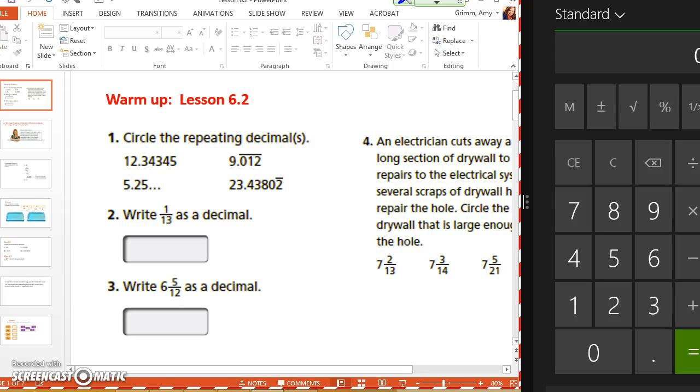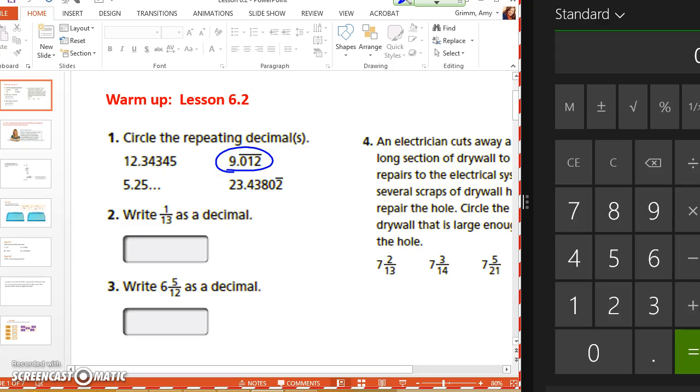And mathematicians don't like to have to write out numbers forever. They're very lazy, so they're always coming up with shortcuts. Okay, so their shortcut is called bar notation. And that bar tells you exactly which numbers are repeating. So when it says circle the repeating decimals, you only have two to choose from here. You have this one right here, because there's the bar.